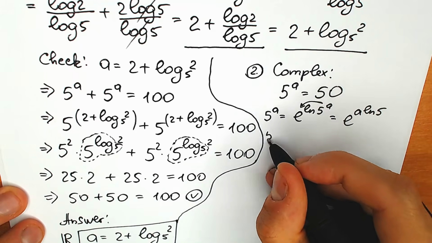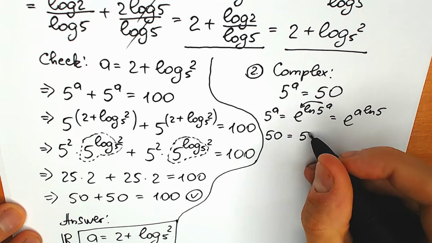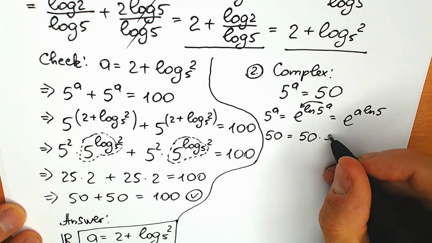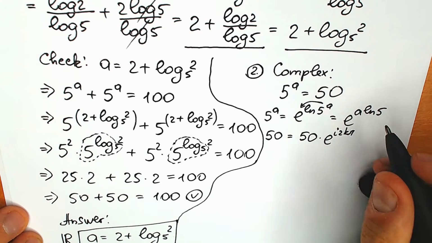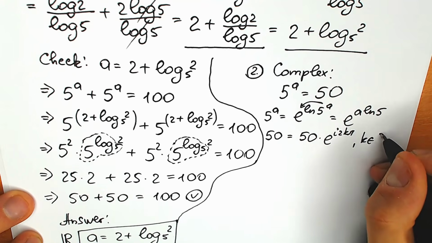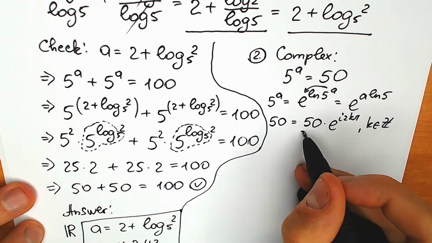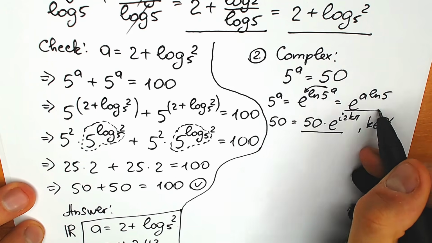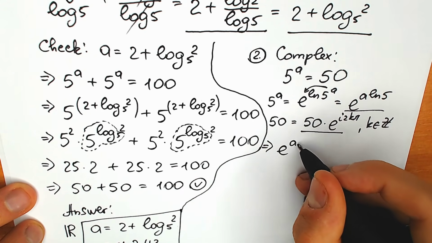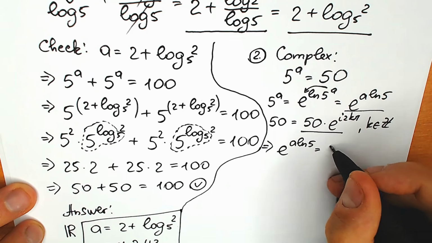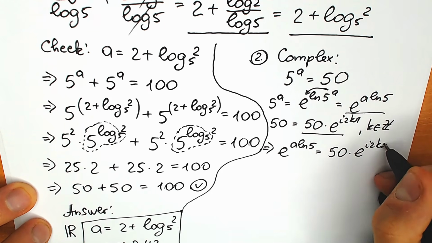Instead of 50, in terms of complex numbers, in terms of identities, we can write 50 times e to the power i 2k pi. Okay, really great. And k, of course, is from the set of integers. Right now, instead of 50, we're going to plug in this expression. Instead of 5 to the a, we're going to plug in this expression. So we have e to the power a natural log 5 equal to 50 times e to the power i 2k pi.